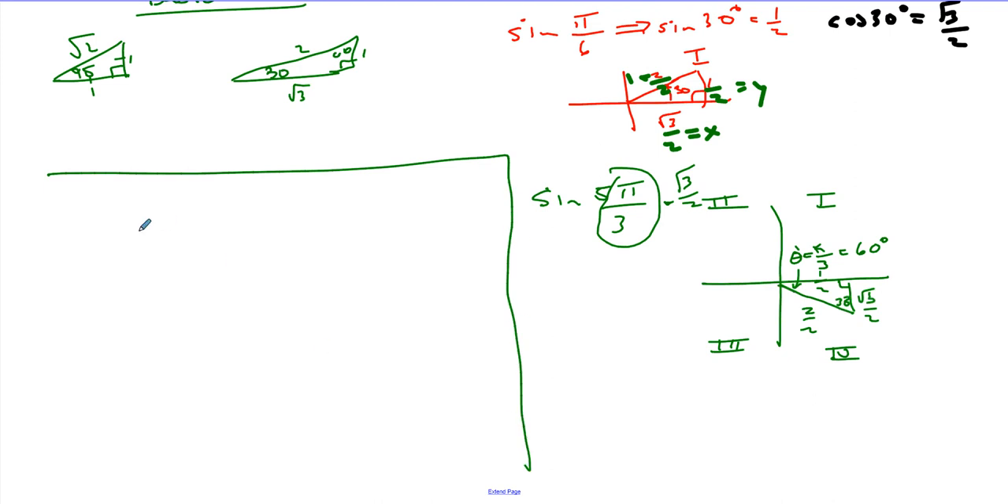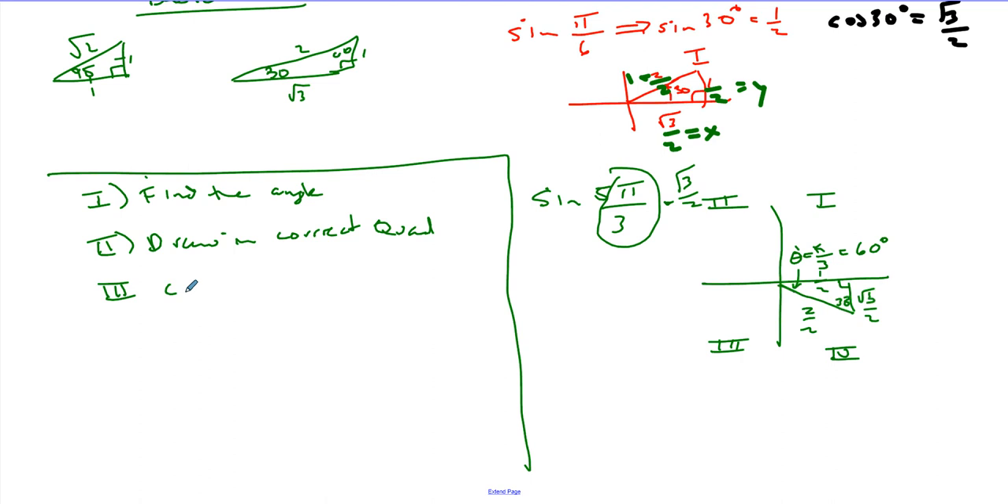Just use triangles, put it in the correct quadrant. So find the triangle. So here are the little steps. Find the angle. Second step, draw it in the correct quadrant. Third step, create a triangle with ratios. And then the last step is solve. Boom.